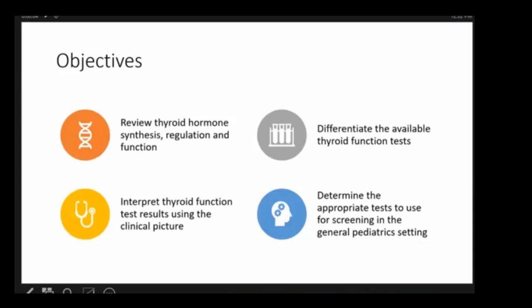I do want to review some basic physiology of thyroid hormone synthesis, as well as the different types of thyroid tests, just because I think if you understand that, you'll be able to discuss them a little better. And then we're going to interpret what results look like depending upon your patient's picture, and discuss what tests are appropriate to use in the general pediatric setting for screening and when to refer to us.